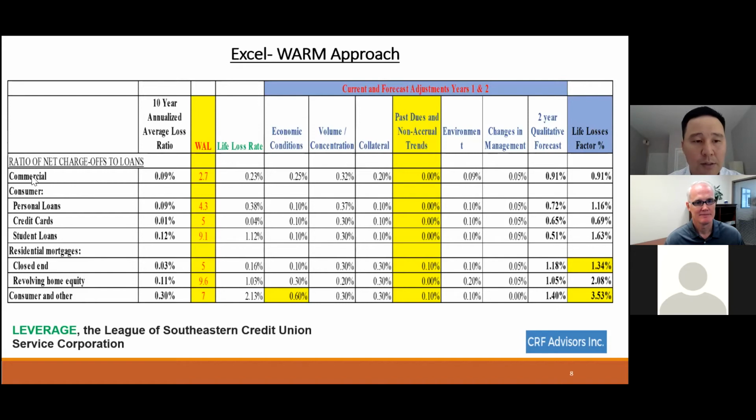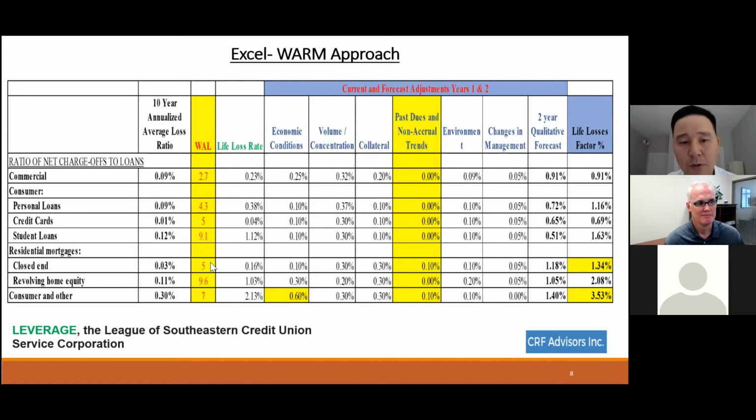So here in this example, there's personal loans, credit card loans, student loans, commercial loans, and so forth. Once you're able to obtain that annualized loss ratio, you multiply it by your weighted average life. What that means is, in this particular example, if your closed-end mortgages have a life of say 7 to 8 years, when you calculate the weighted average life, and there's a separate formula for that to determine what that weighted average life is, say, for example, it comes out to 5 years.